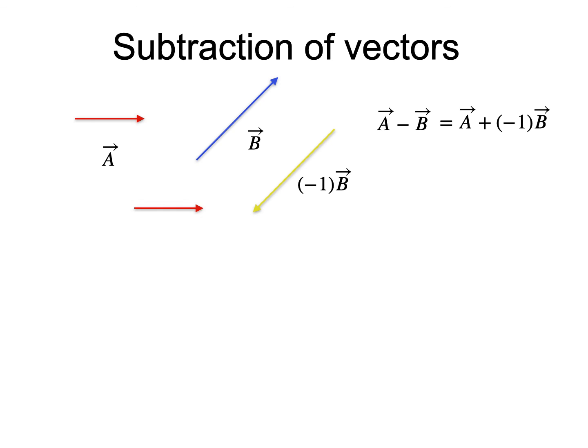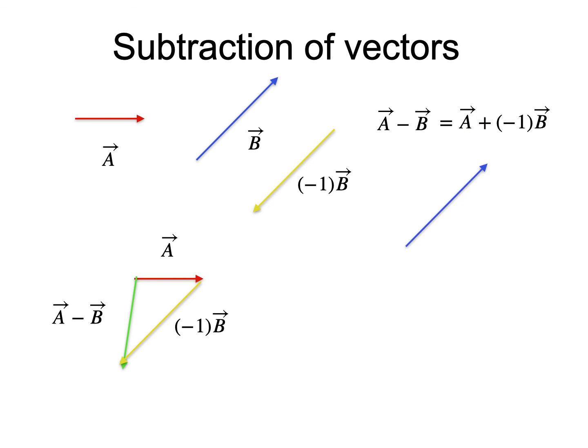We draw vector A and vector minus B with the tip of A at the same location as the tail of minus B, and the arrow created from the tail of A to the tip of minus B represents the vector A minus B. Similarly, we can draw the vector B minus A. We have created identical triangles.